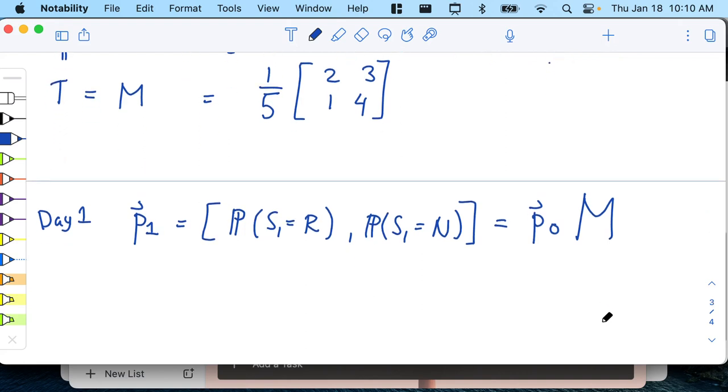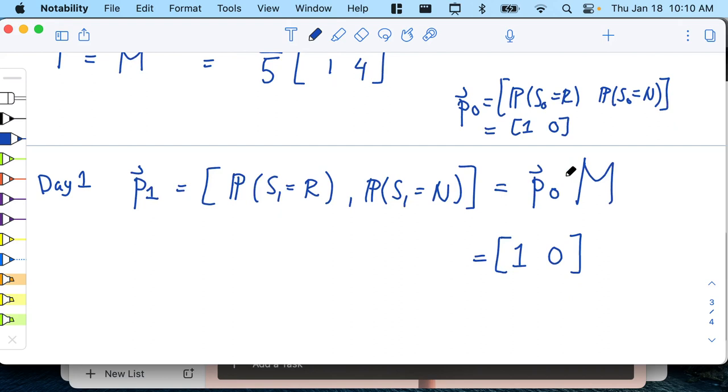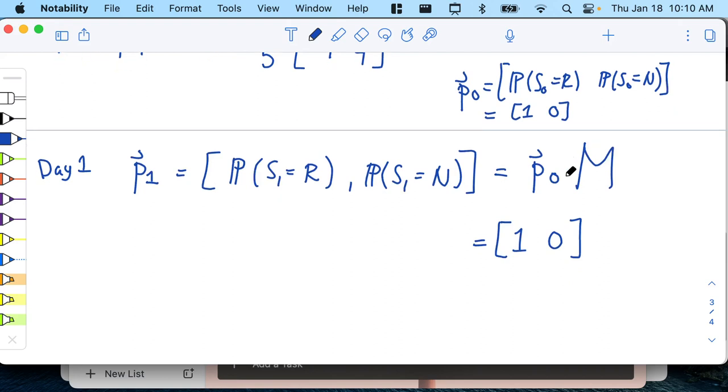And in our case, this is going to be something quite nice. 1, 0, that's because P0 is the probability on day zero, the probability S0 equals R, probability S0 equals N, and that is 1, 0. Okay, so on day zero, we're definitely rainy and definitely not nice, because that was given in the problem. And we multiply this by our transition matrix, which is this 2, 3, 1, 4 matrix.